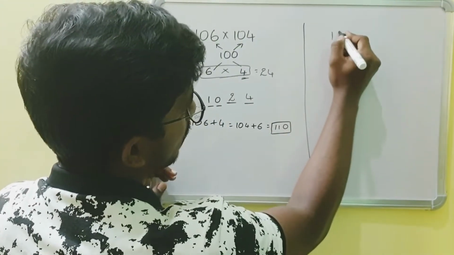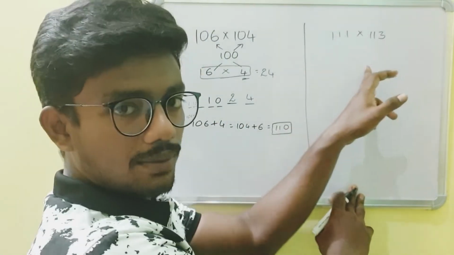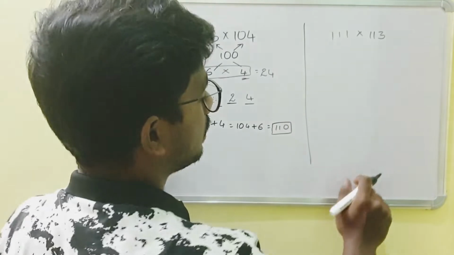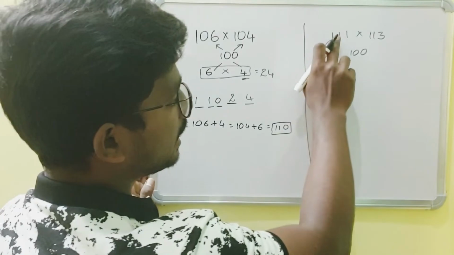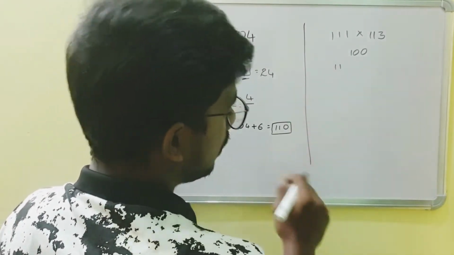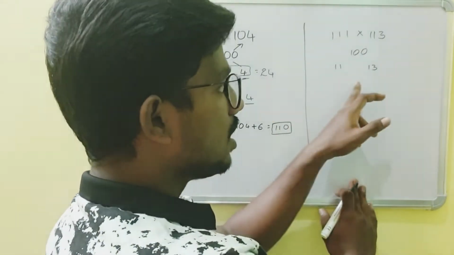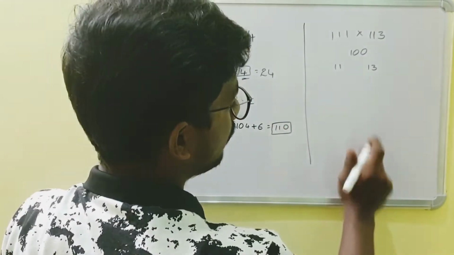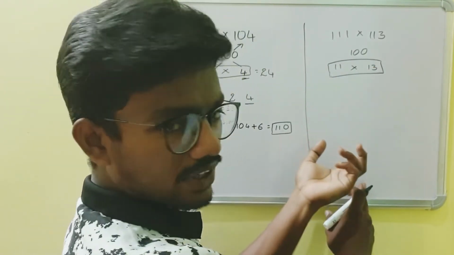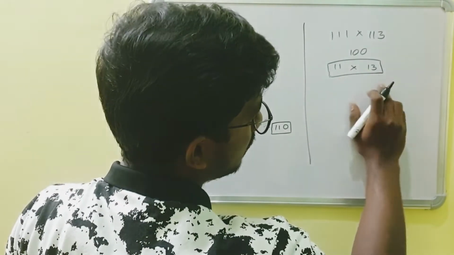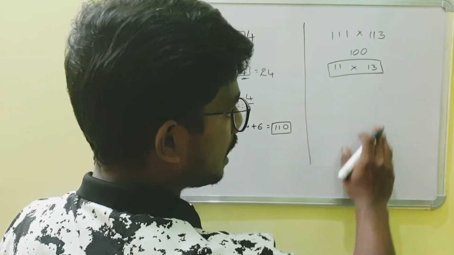I will take 111 into 113. These two numbers are greater than 100 and nearer to 100. I take 100 as my common number and subtract 100 from 111, which is 11, and 100 from 113, which is 13. After obtaining the differences, we multiply both differences to get the last two digits of our required value. To multiply 11 into 13, we have to know the 11 table.